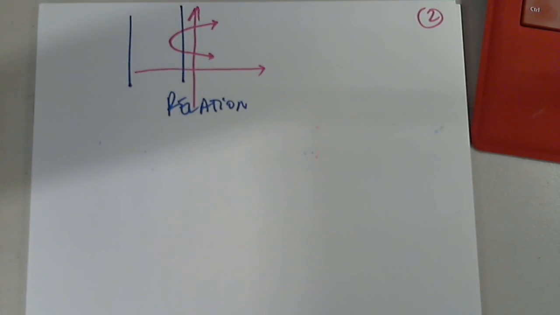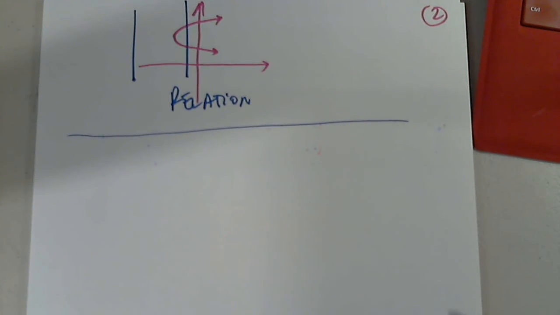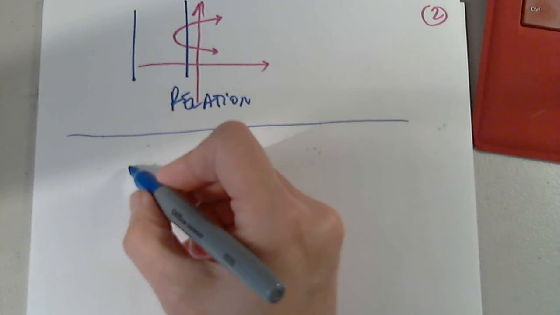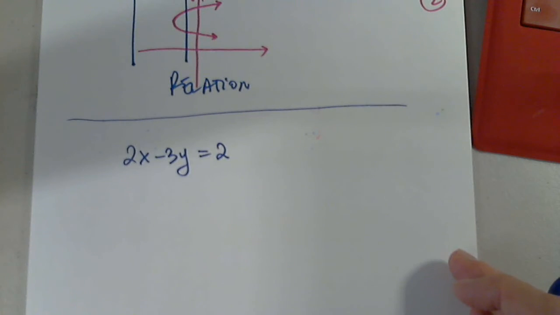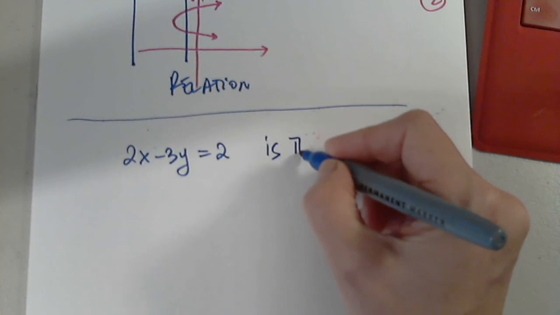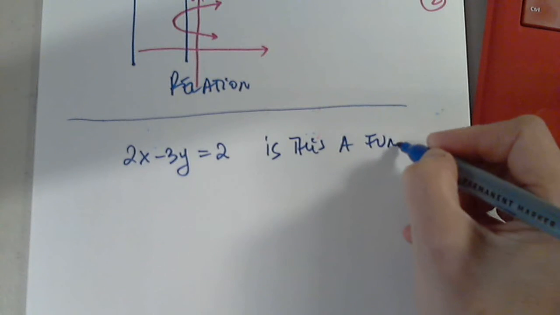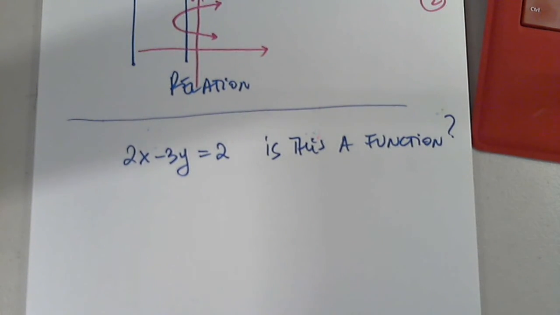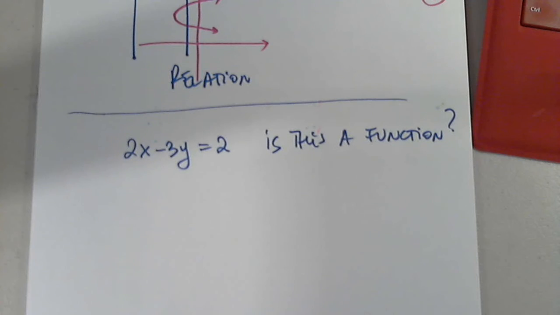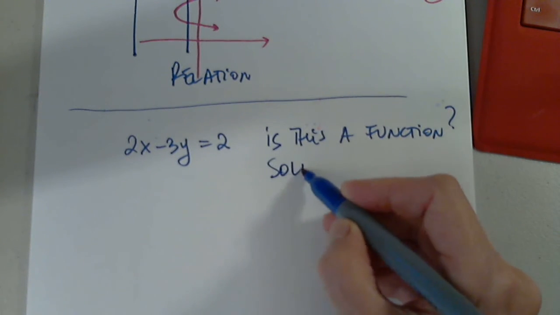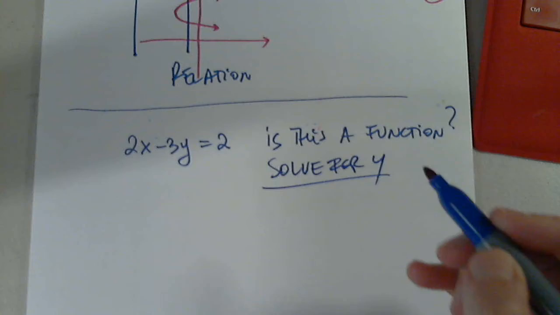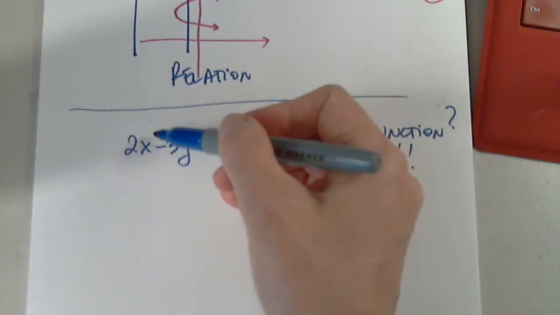But here is another possibility. Of course, we can have tables to identify. We can look at that. But here's another situation. Let's say I have 2x minus 3y equals 2. And the question is, is this a function? I don't know. I do. And we do know. But what we need to do here is solve for y. That's the key. Not a problem.